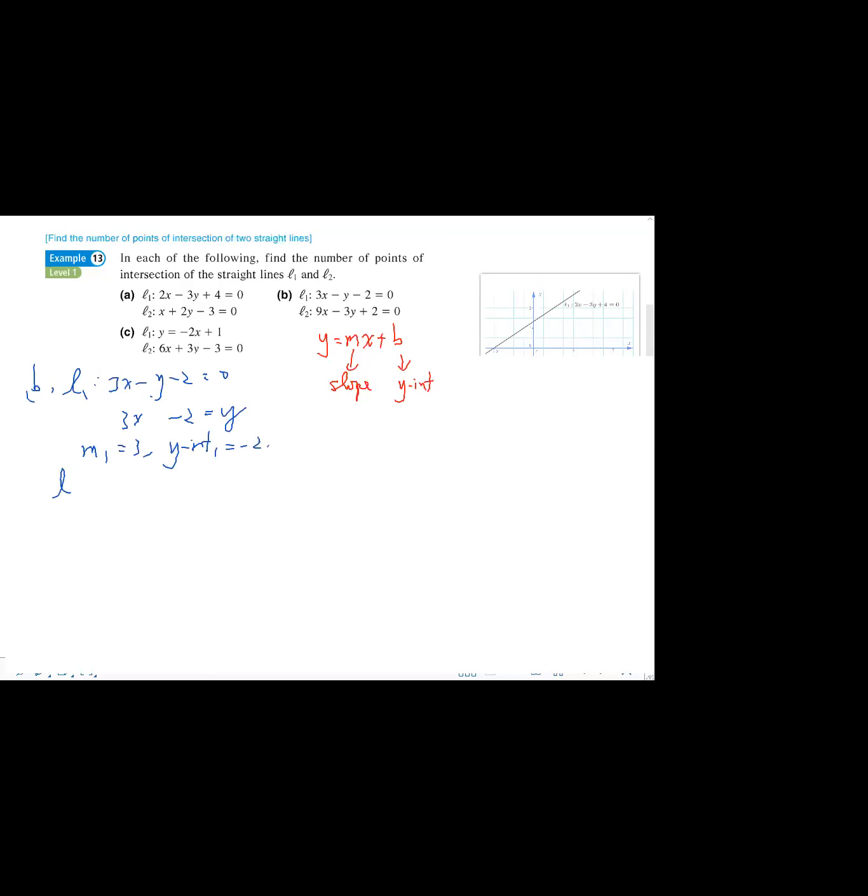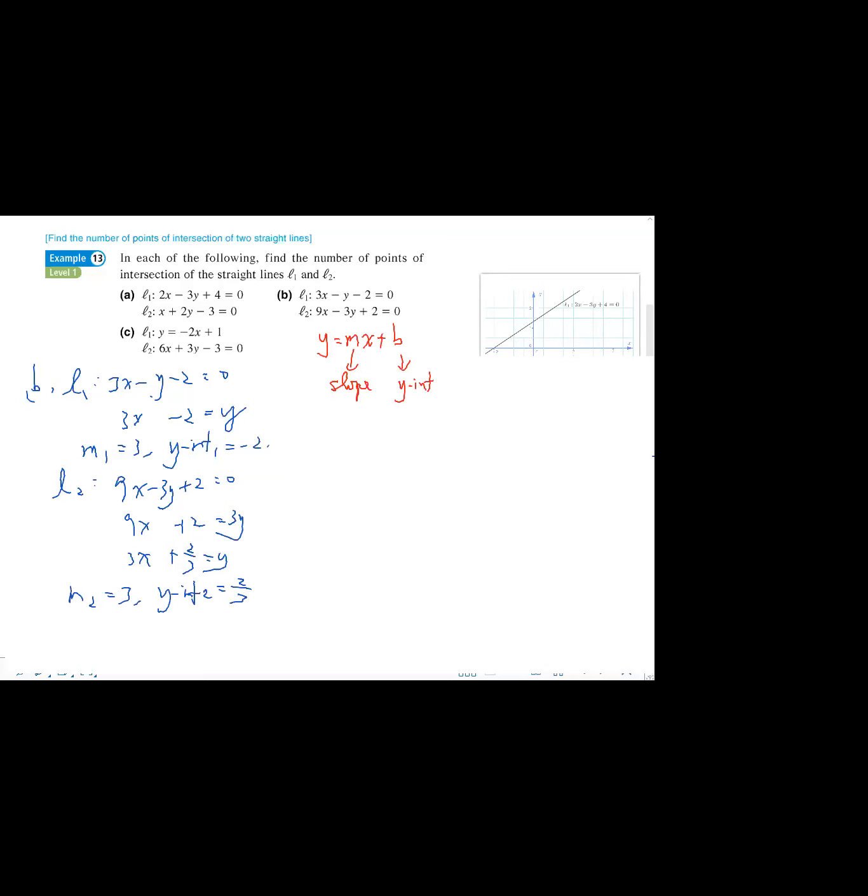Then for L2, we have 9x minus 3y plus 2 equals 0. So move the 3y to the right, and then divide to the left. This becomes 3x plus 2 over 3 equals y. So m2 is equal to 3, and y-intercept 2 is equal to 2 over 3.